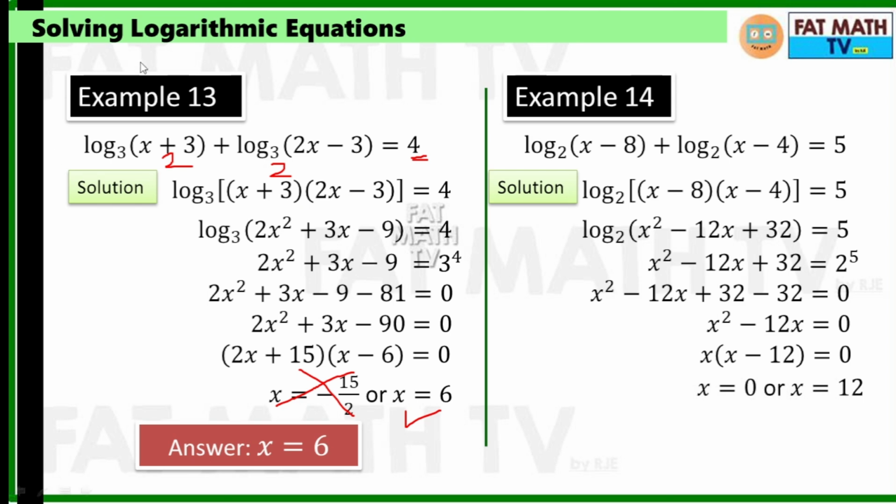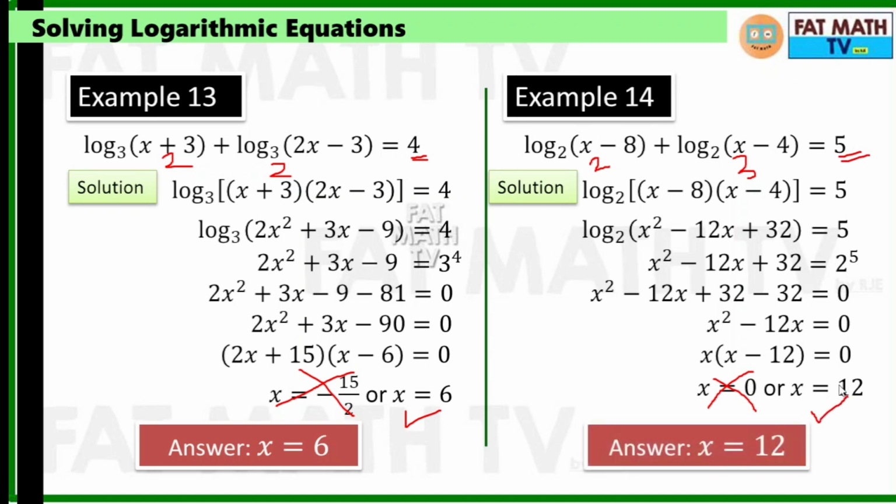If x is equal to 0, we will have 0 minus 8 here. 0 minus 8 is negative 8. Logarithm of negative 8 is not defined. So we cannot have x equals 0 as the answer. How about 12? 12 minus 8 is 4. Logarithm of 4 to the base 2 is 2. 12 minus 4 is 8. Logarithm of 8 to the base 2 is 3. So 2 plus 3 is indeed 5. So correct. So x equals 12 is the only answer in this example.